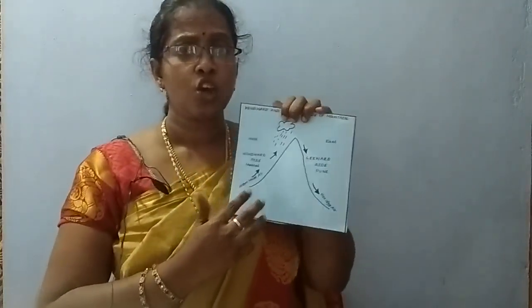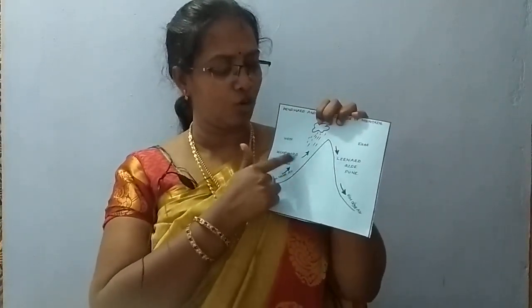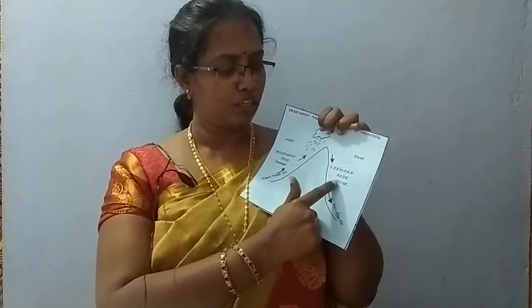What is meant by the windward side of the mountain? What is meant by the leeward side of the mountain? Students, the windward side of the mountain is very close to the mountain, very close to the Western Ghats. The leeward side of the mountain is located on the opposite side of the Western Ghats. The leeward side is otherwise called the rain shadow region. Rain shadow, malai maraivu pradesamaga irukkirathu. So that's the meaning also.